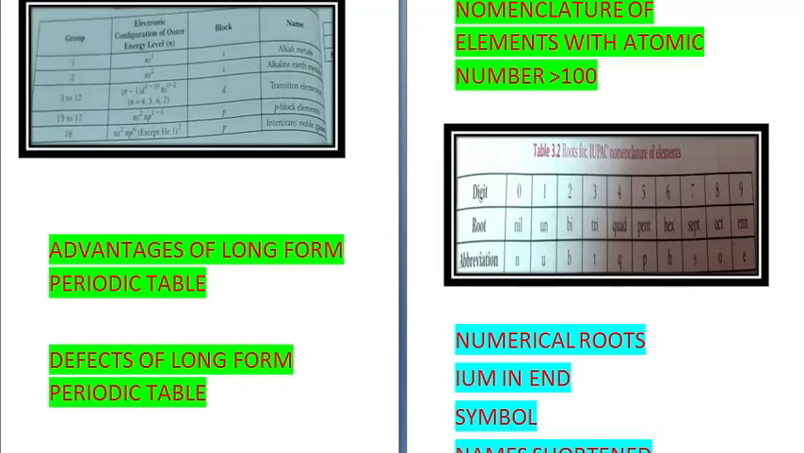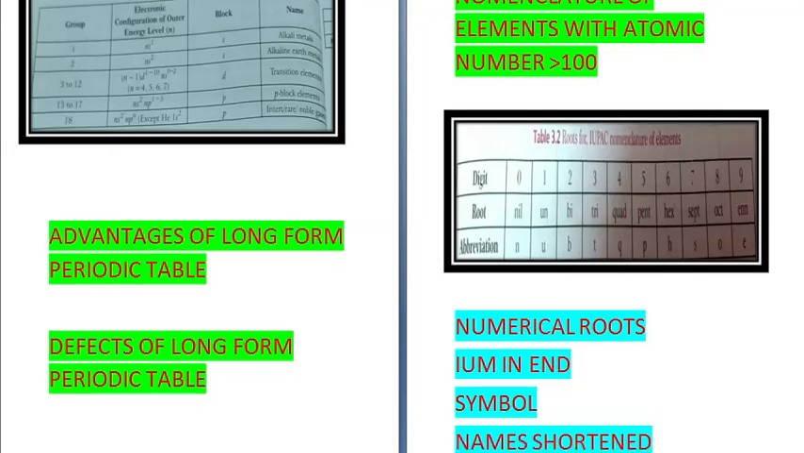Now, if you look at the electronic configuration of elements in a group, see over here, this figure is showing you.